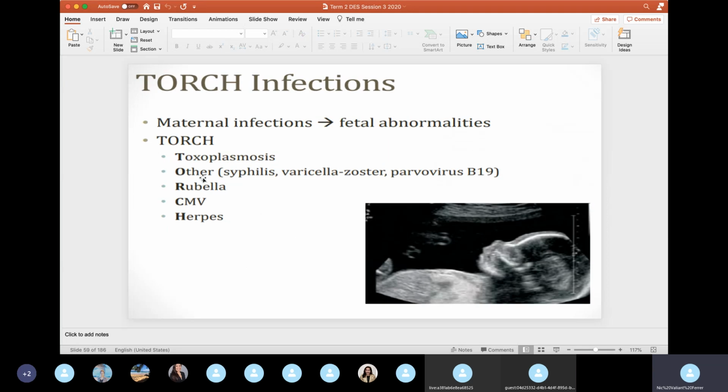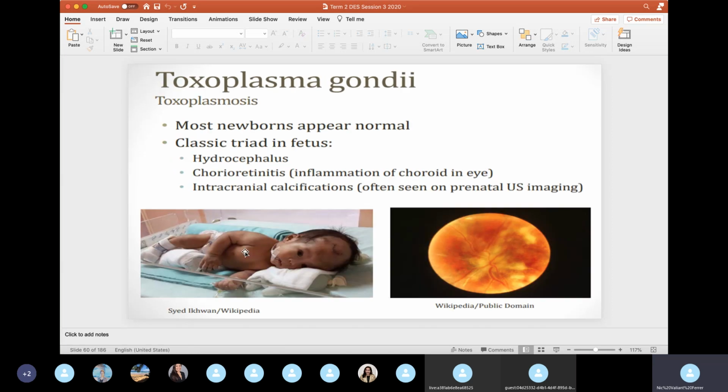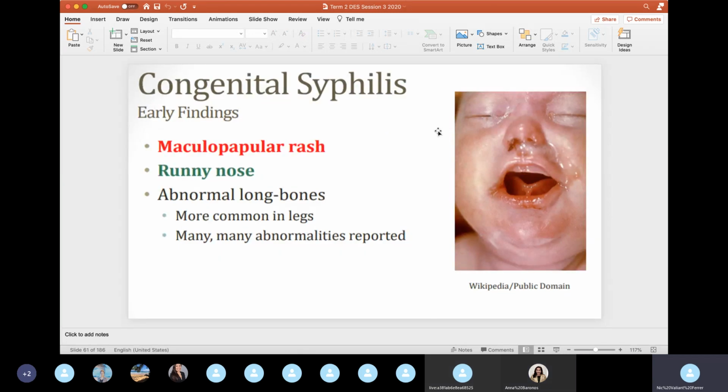TORCH infections. This will be elaborated more next term in term 3. Let's go over each one of them. Toxoplasma gondii, toxoplasmosis, classic triad in fetus: hydrocephalus, high-yield chorioretinitis. When you see chorioretinitis in the vignette, think Toxoplasma gondii. And then you can have intracranial calcifications. So what are you going to advise the mom to avoid having toxoplasmosis? Cleaning a cat litter box. Exactly. Tell them to avoid cleaning the cat litter box.